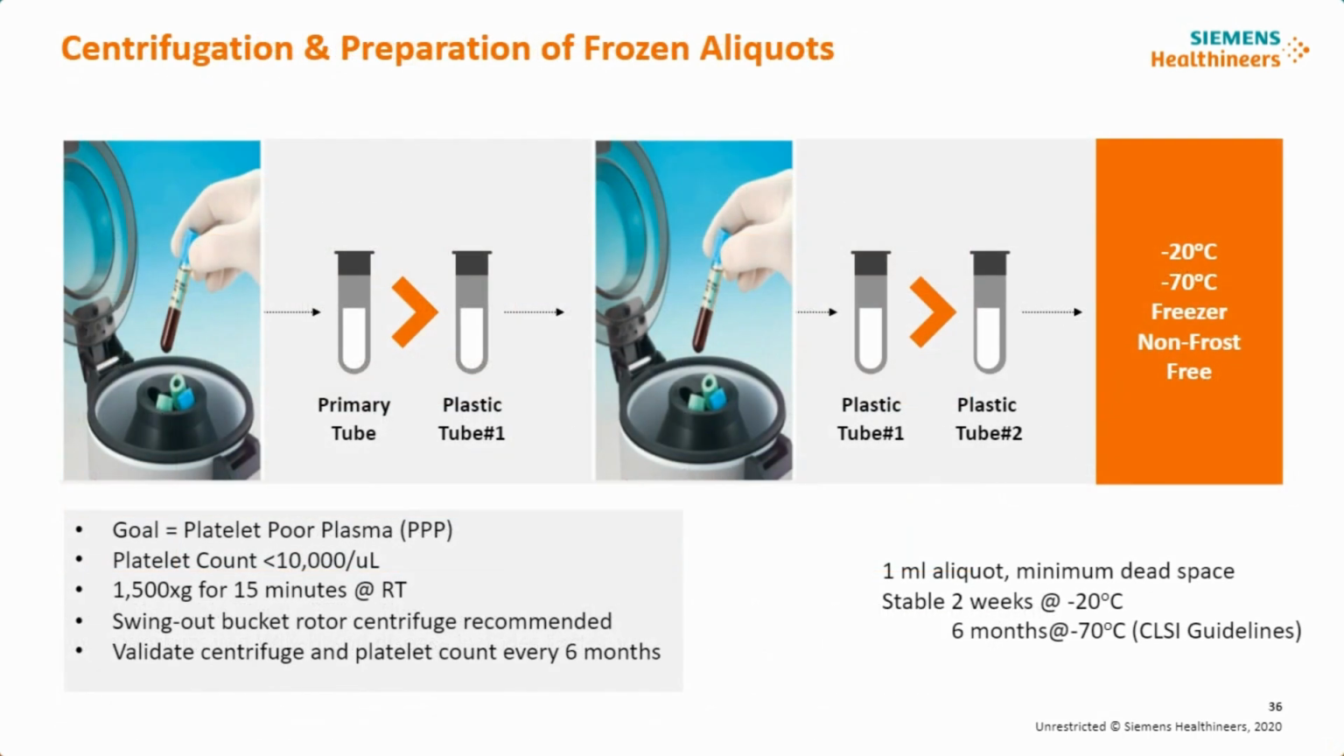Centrifugation, again, the goal is to have platelet-poor plasma that has a platelet count of less than 10,000 per microliter. The recommendation is doing 1,500 Gs for 15 minutes at room temperature, using a swing-out bucket rotor, and double-checking and verifying your centrifuge and your platelet count every 6 months to ensure that you're maintaining that low platelet count. Once the sample is processed, it can be sent to the lab and done immediately, or it can be frozen at -20 or -70 in a non-frost-free freezer. Sorry.